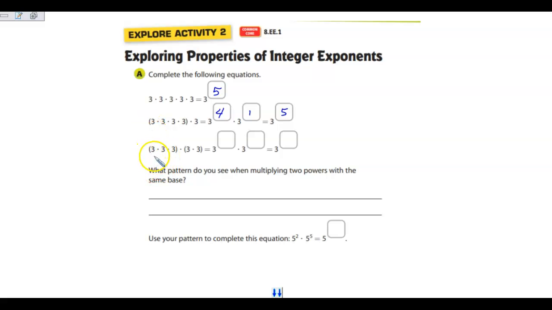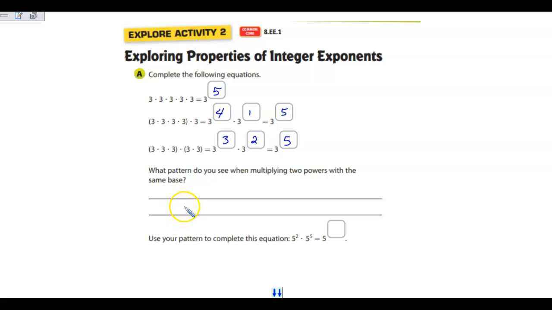In this example, I have two groupings, one is 3 3's, and the other one is 2 3's. So this will be the base of 3 with an exponent of 3, and this will be a base of 3 and an exponent of 2. Altogether I have 1, 2, 3, 4, 5 3's. So 3 to the third power times 3 to the second power is going to give you 3 to the 5th power.